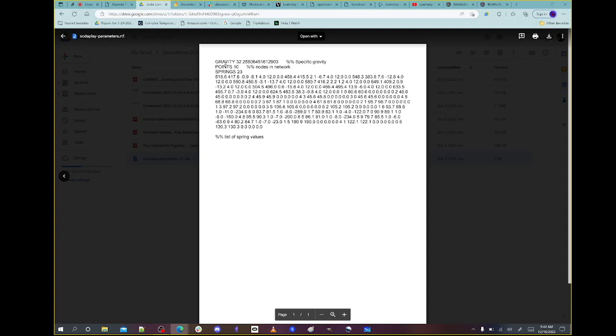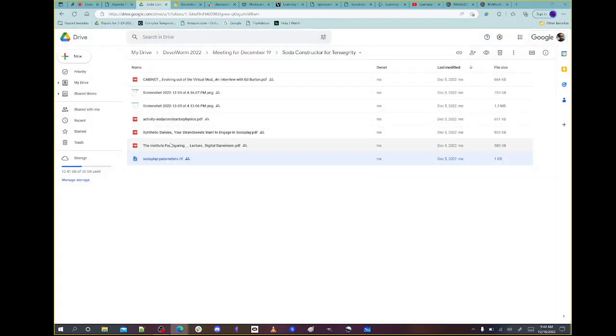This is the code, and it's actually pretty simple. You have a gravity parameter, which defines the specific gravity. You have the number of nodes in your network, so 10 points. And then you have all these springs, and you have these values for the springs, which are the passiveness of the spring, and that's all you really need. Then you can define that and build your model.